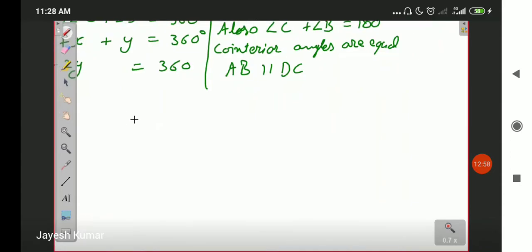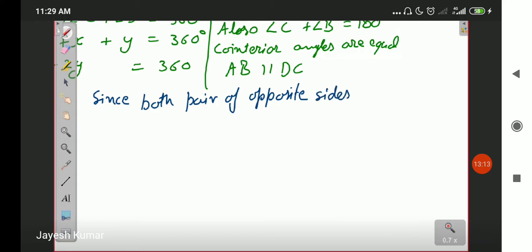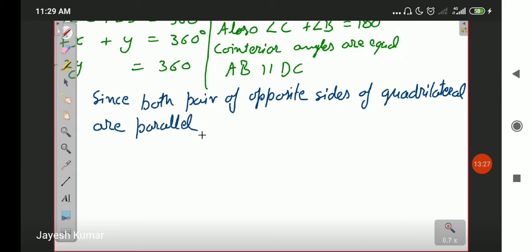So finally, I will write down the line: since both pairs of opposite sides of the quadrilateral are parallel, so ABCD is a parallelogram.